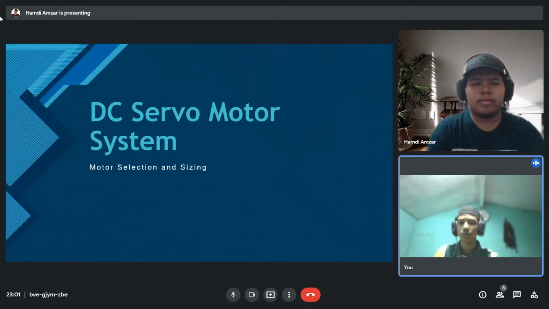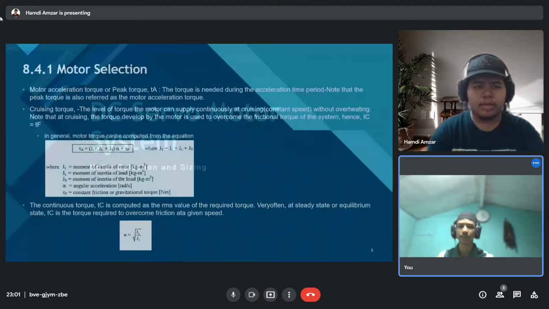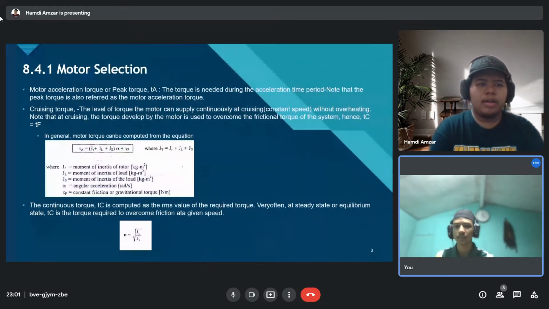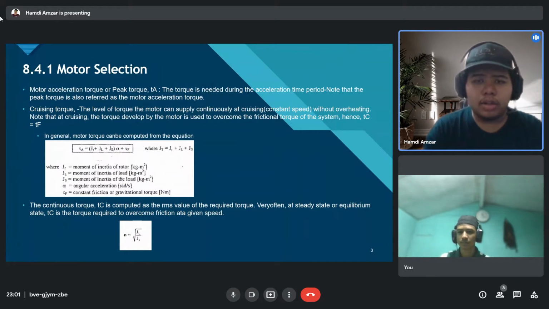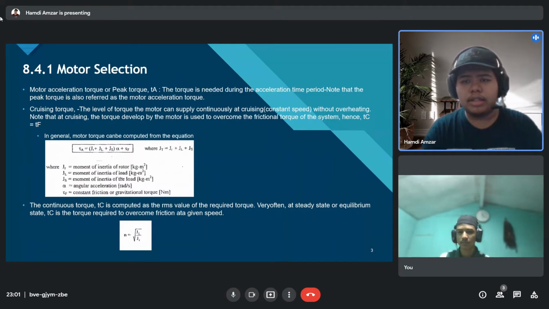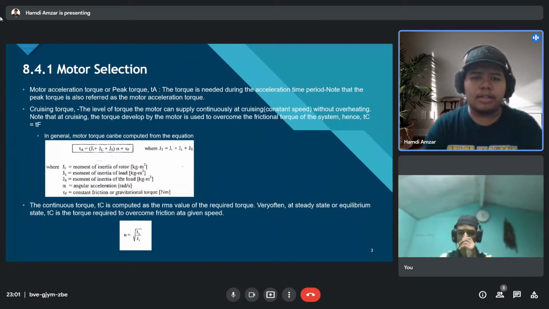Today we want to present the chapter DC Servo Motor System, with our topic being motor selection and sizing. 8.4.1 Motor selection. Motor acceleration torque or peak torque is the torque needed during the acceleration time period. Note that the peak torque is also referred to as the motor acceleration torque.